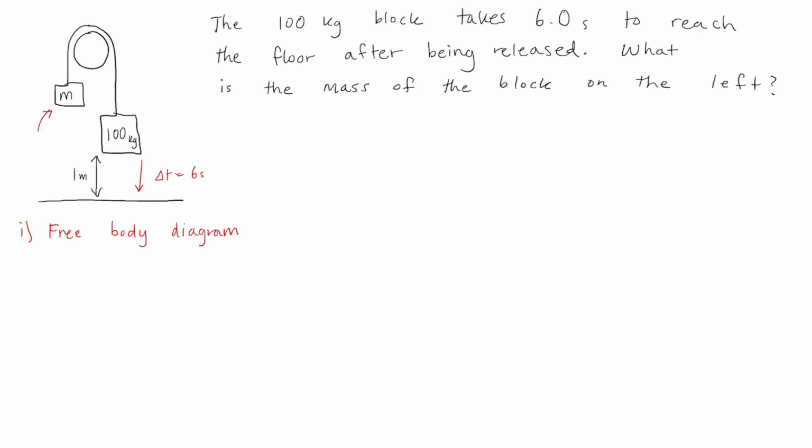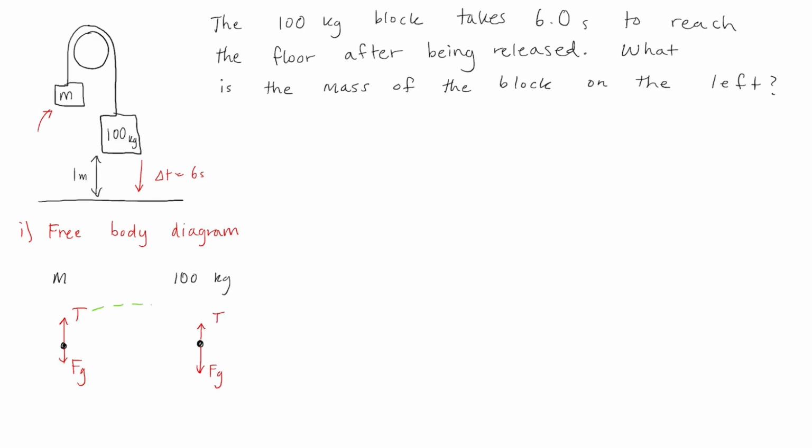Now, the first thing I always like to do is draw my free body diagrams. I will need to draw 2 free body diagrams to represent our 2 blocks. Starting with the block on the left, we know the force of gravity will push down on it, and the tension force from the rope will pull up on it. Now looking at the 100-kilogram block, we know the force of gravity will push down on it, and the tension force will pull back up on it.